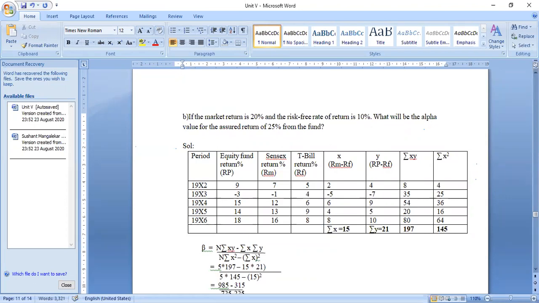You can call it as B. If the market return is 20% and the risk-free rate return is 10%, what will be the alpha value for the assured return of 25% from the fund?